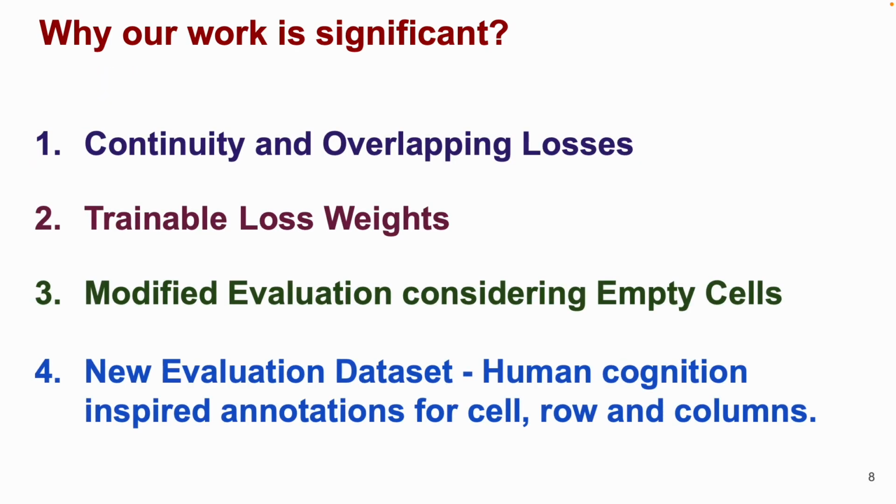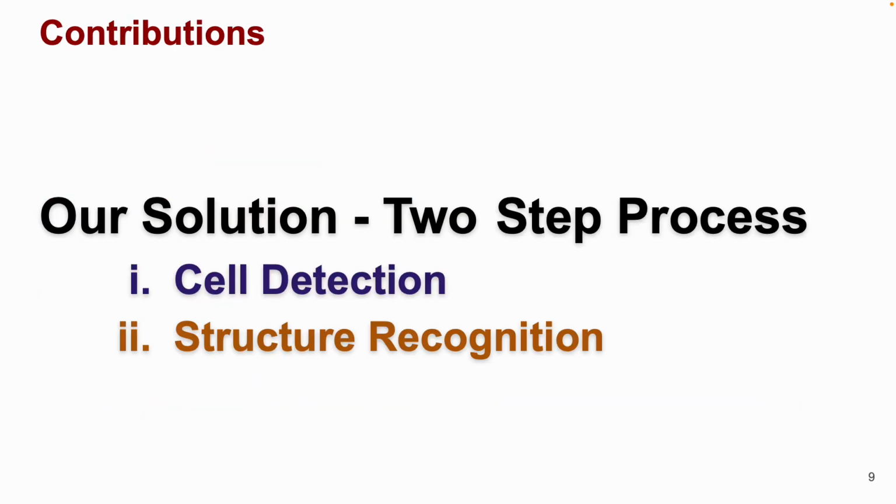Our work provides a novel approach for table reconstruction through a combination of cells detection and structure recognition. To achieve that, we model additional table-specific constraints along with an improved optimization and evaluation method. We also present a novel human cognition-inspired dataset for structure evaluation. Our solution progresses in 2 steps: cells detection and structure recognition.